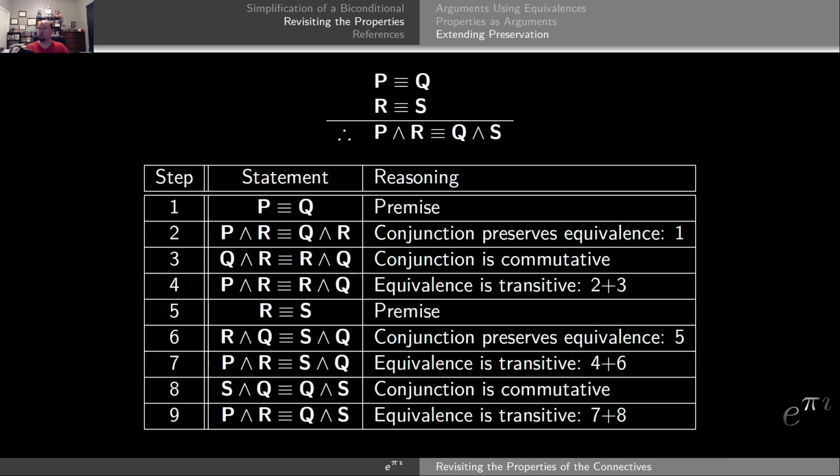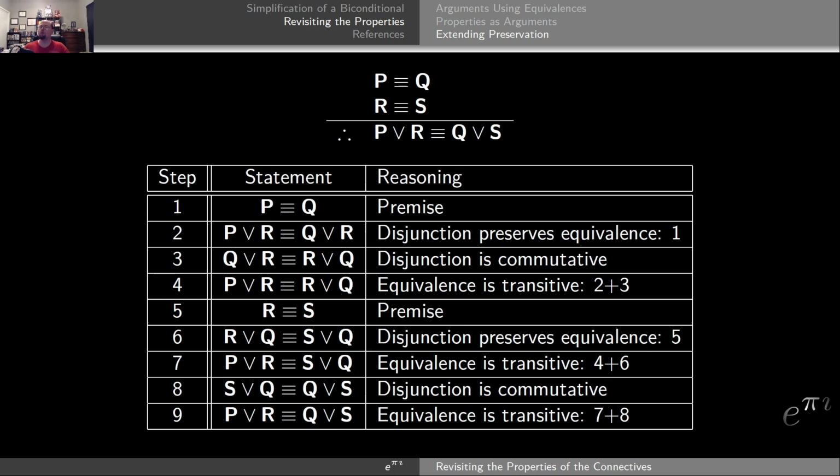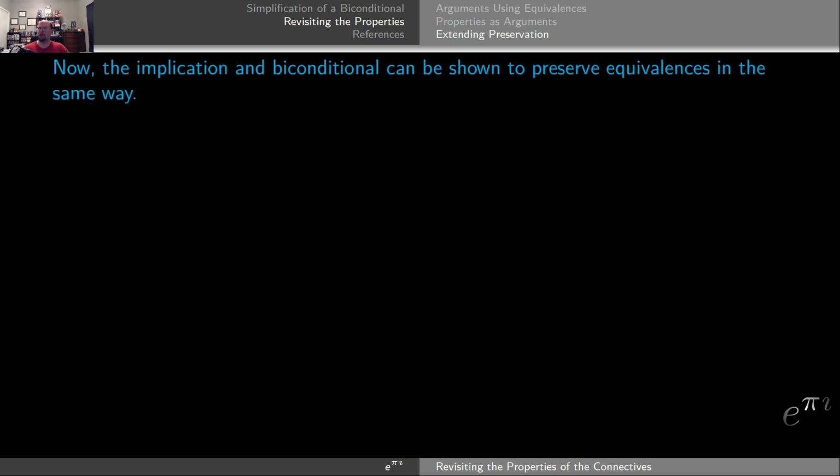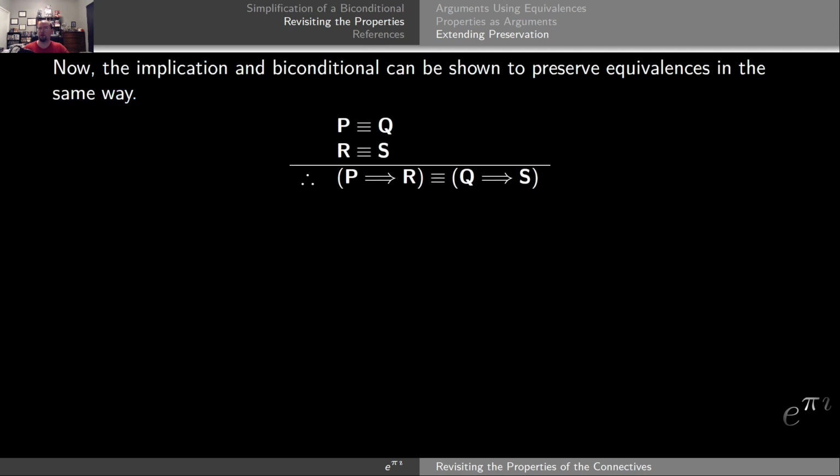Now, I did this for conjunction. How would I do this for disjunction? Well, it turns out the proof is nearly identical. Just swap out every time I said conjunction with disjunction, and that gives you a proof for the disjunction case. Now the implication and biconditional can be shown to preserve equivalences in the same way. For example, if I have P is equivalent to Q and R is equivalent to S, I can conclude that P implies R is equivalent to Q implies S.